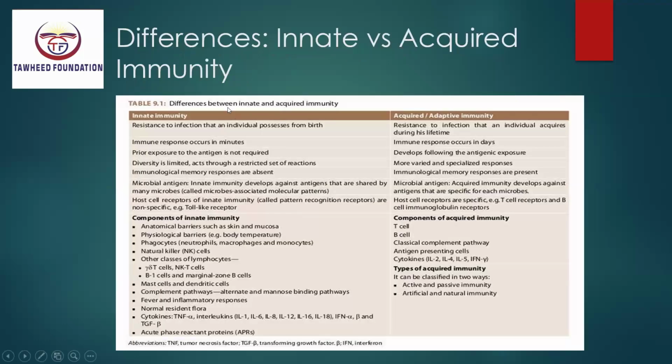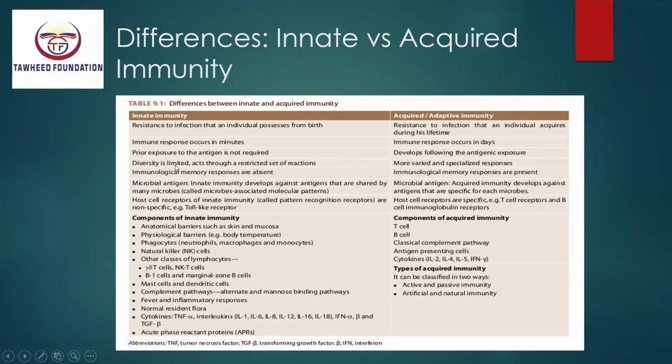So, differences between innate and acquired immunity. Innate immunity is resistance to infection that an individual possesses from birth, whereas acquired or adaptive immunity is resistance to infection that an individual acquires during his lifetime. Innate immunity response occurs in minutes, whereas acquired occurs in days. In innate immunity, prior exposure to the antigen is not required, whereas in acquired immunity, it develops following antigen exposure.